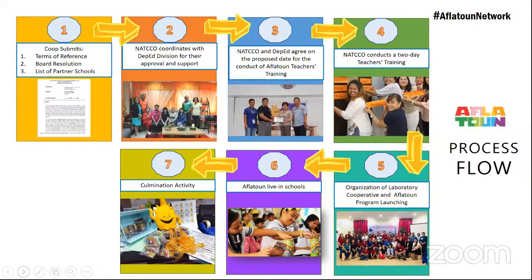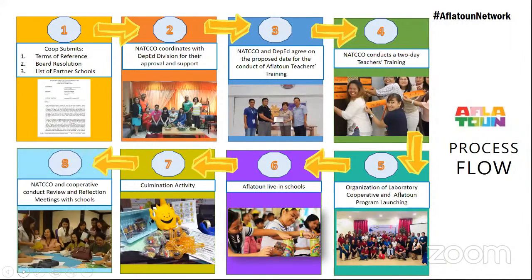And lastly, the last step or the last process is that NATCO and the cooperative conduct review and reflection meetings with the schools. The meeting aims to evaluate the different aspects of program implementation and partnership with the schools. So the results of the meeting will help, of course, NATCO and the co-op partner to fill the gaps and improve the systems to make the implementation more sustainable and achieve greater impact.